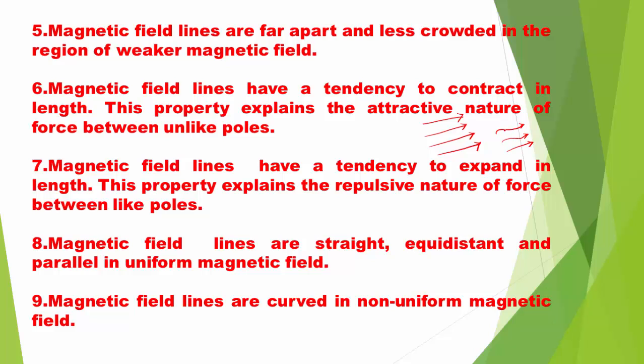Right? If it is like this, then it is curved. This is the case of a natural magnet, and this is an artificial magnet. When we take a natural magnet, magnetic field lines are curved, which represents the non-uniform magnetic field. When we make a man-made magnet, an artificial magnet, it is uniform. Magnetic field lines are straight, equidistant and parallel in a uniform magnetic field, and magnetic field lines are curved in a non-uniform magnetic field. These are the properties of magnetic field lines.